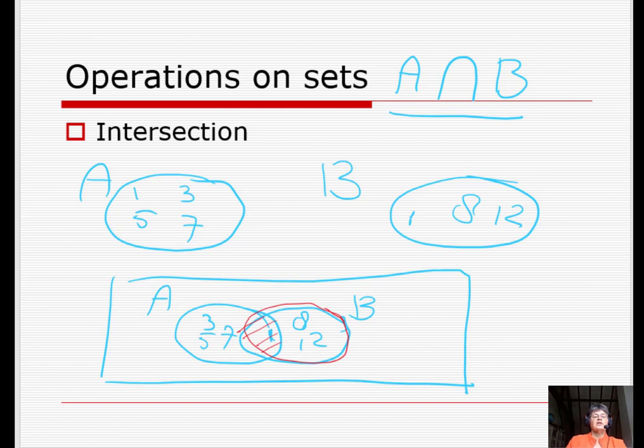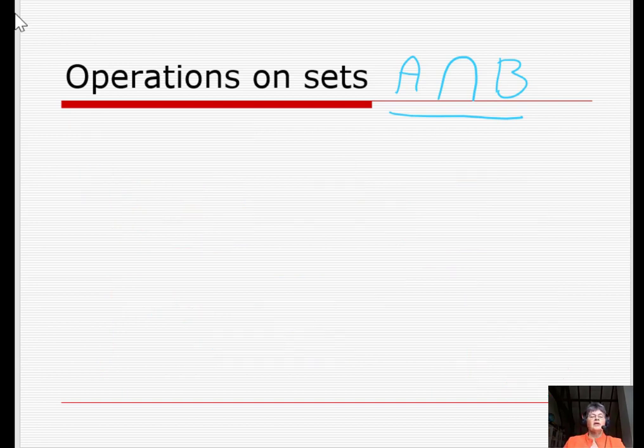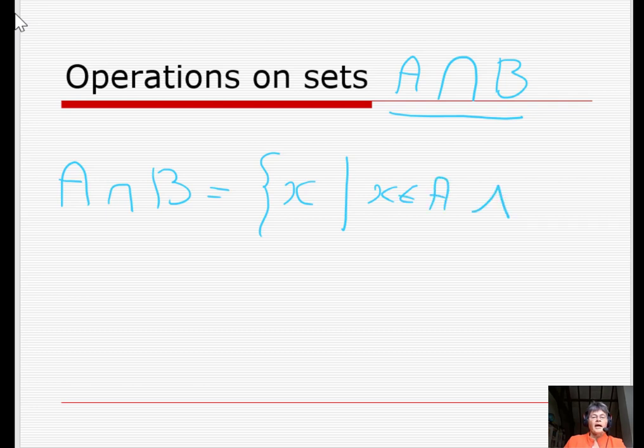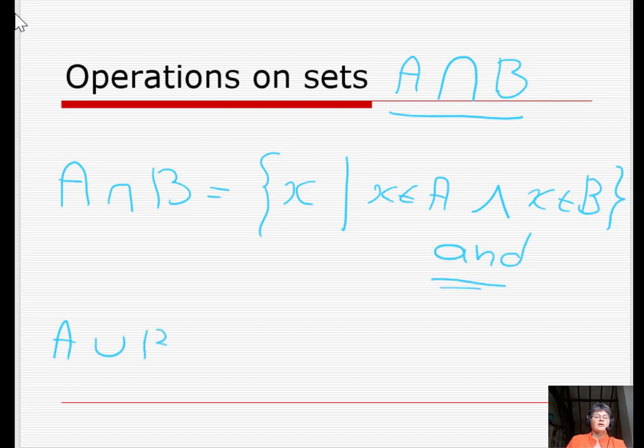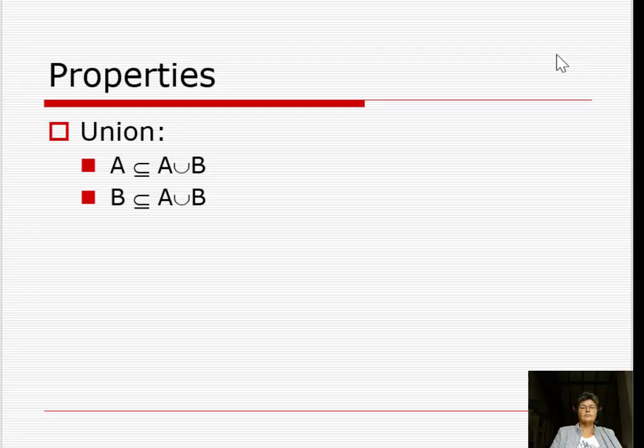In this situation, A intersected with B would only be the element 1, because that's the only one which is in both sets. In a formula, A intersected with B would be all the elements X with the condition that X is an element of A and X is an element of B. So an intersection gives an and, and a union gives me an or.